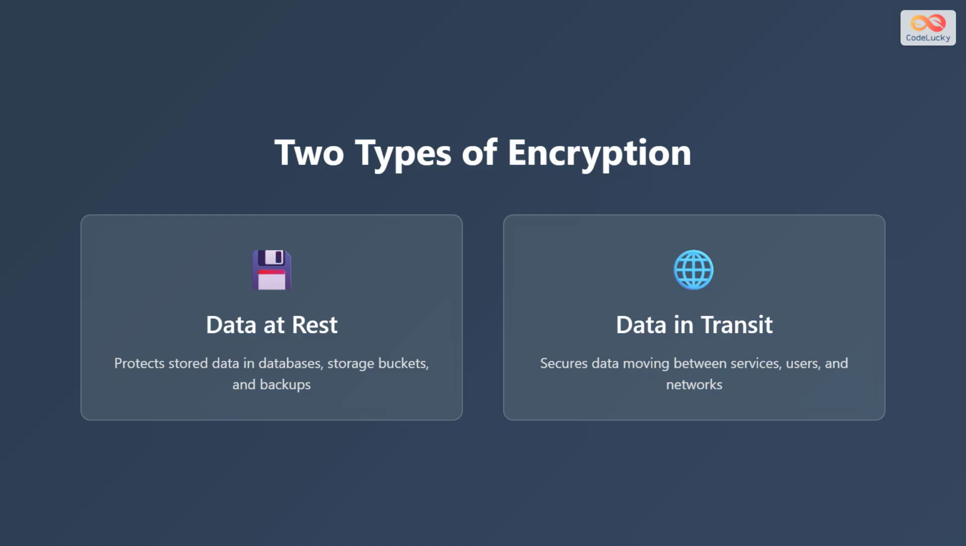Cloud encryption can be divided into two fundamental categories. First, we have data at rest encryption, which protects information when it's stored in databases, storage buckets, and backup systems. Second, there's data in transit encryption, which secures data as it moves between different services, users, and networks. Both types are essential for comprehensive cloud security, and most organizations need to implement both to ensure complete data protection.